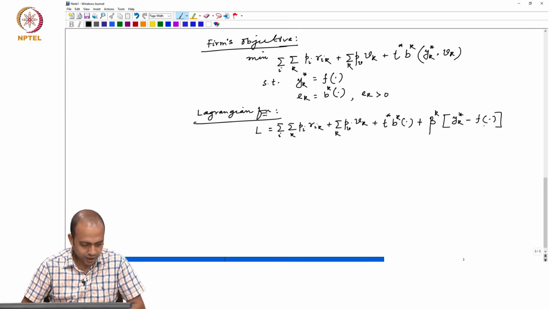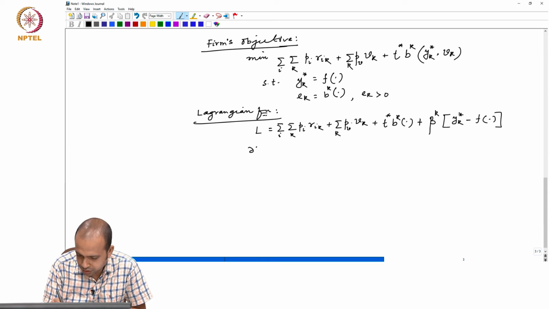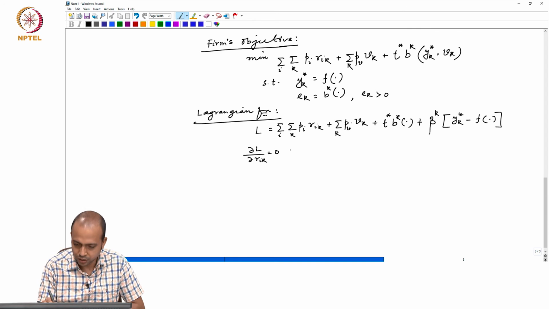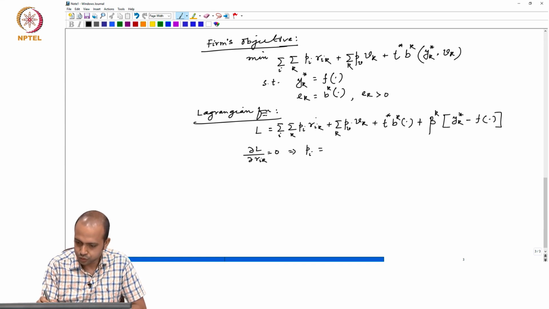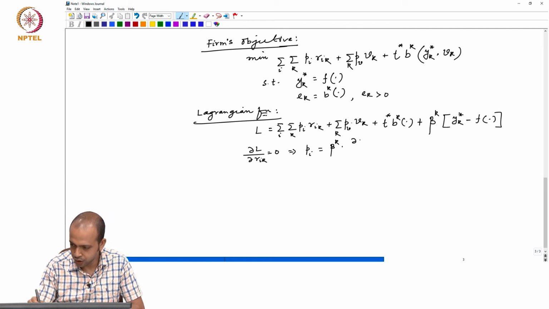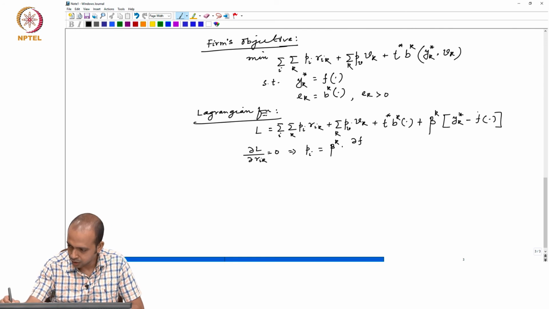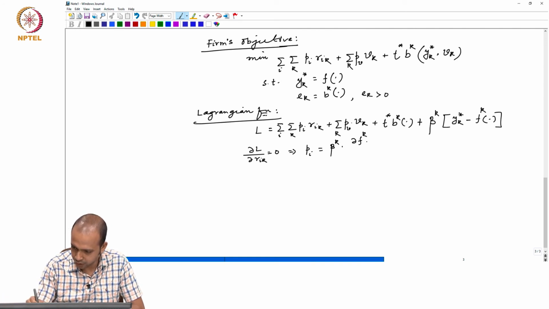Okay. And again, if you differentiate this with respect to R_IK and set it equals to 0, then what will we get? It will give you P_I equals to, so R is here only in this function. So, that means equals to lambda_K into del f_K del R_IK.